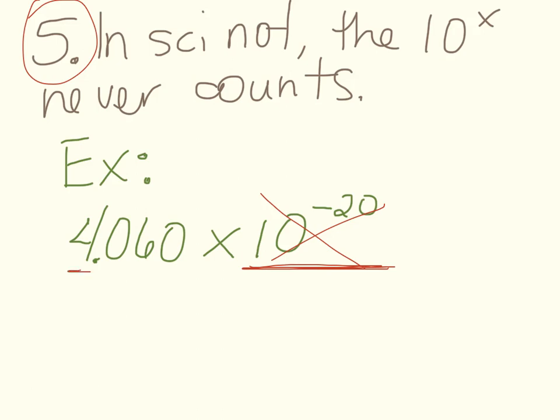So I'm going to go ahead and count the 4 and the 6 because those are non-zero numbers. So now let's look at our zeros. I have a sandwich 0, so that's going to definitely count. And then I have a trailing 0, and it is going to count because there is a decimal in the number. So I have a total of 4 sig figs in this number.